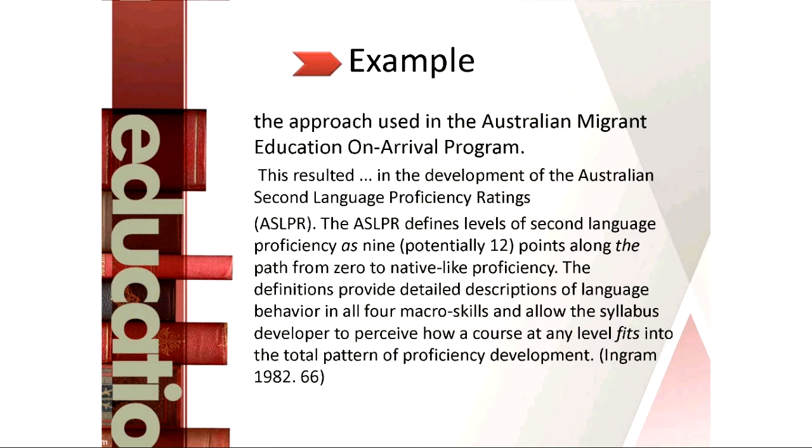So here we have an example. We have, for example, the Australian migrant education program. When they arrive, they have different proficiency levels and they have a rating. As an example, they have macro skills and they try to develop that.